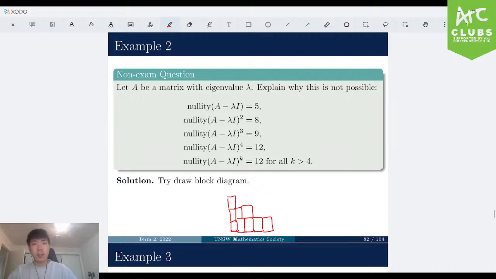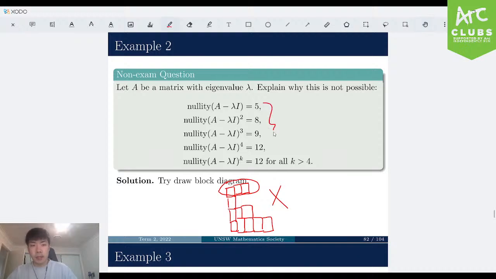But now we encounter a problem. Because the next level is 12, which is 3 more than 9, which means if we're trying to draw the block diagram, we would be drawing this. But this is not allowed as a block diagram. You can't have this sort of overhang on the block diagram. So by drawing the block diagram, you should realize that there's actually something wrong. Something's not right here.